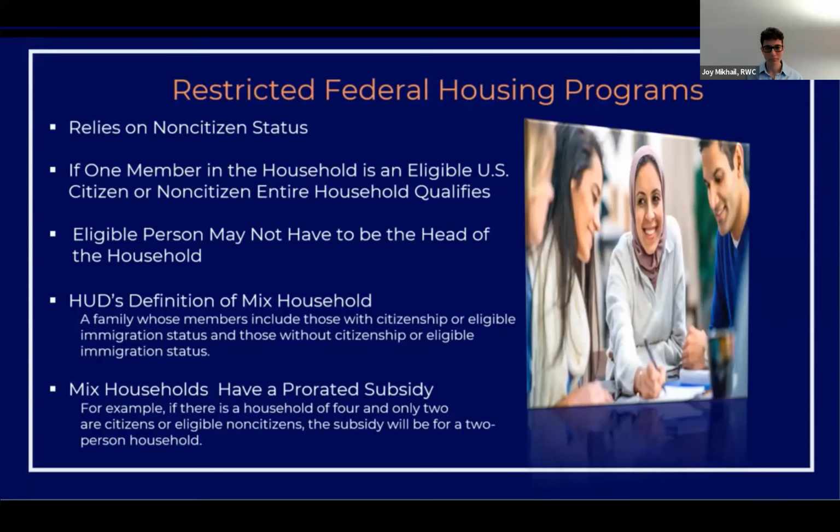Let me give an example. If there is a household of 4, and only 2 of them are citizens or eligible non-citizens, the subsidy will be reflective of a 2-person household and not a 4. The reason is that out of those 4, only 2 actually qualify for the subsidy. So the subsidy would be reflective of who's eligible.